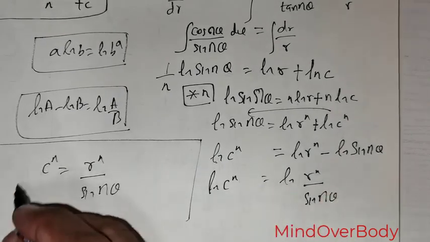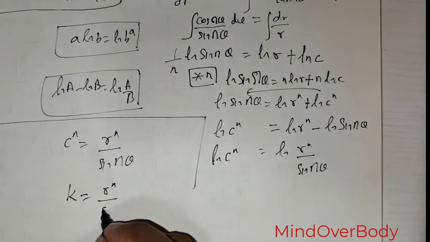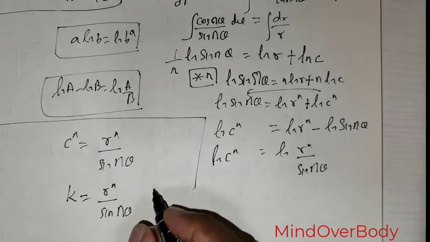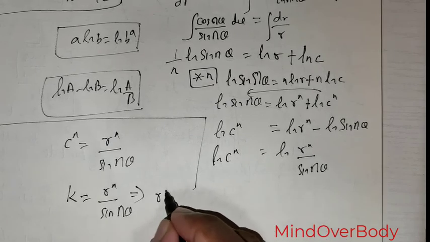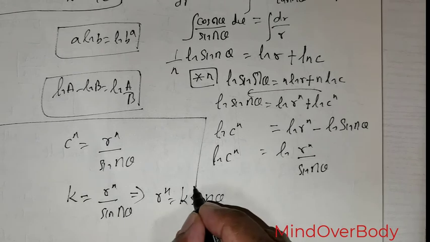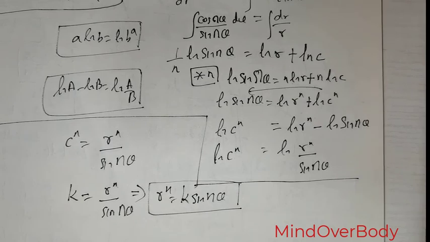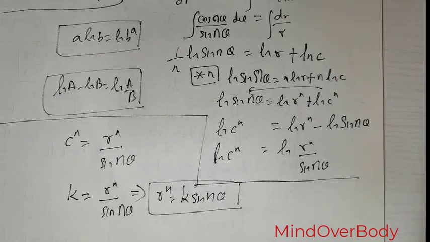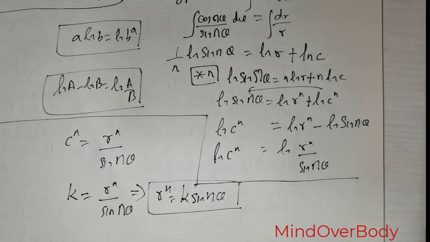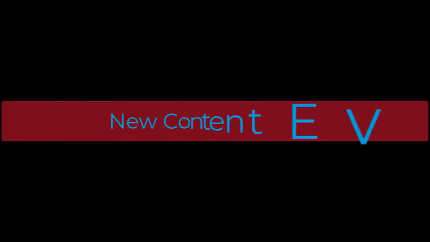Now what you can do, you can replace this by some k is equal to r raised to the power of n divided by sin n theta. Now I can rewrite this as r power n is equal to some k times sin n theta. So this is a beautiful curve, family of curves, and that is a good place for us to draw the red line. So this is a beautiful question, students. I hope you understood this. Thank you.